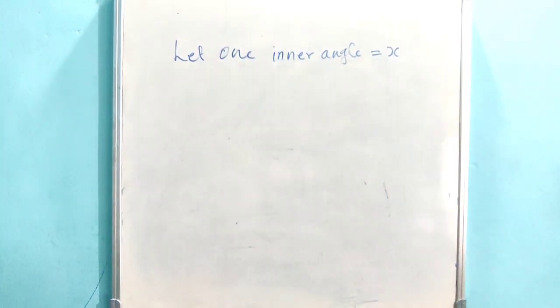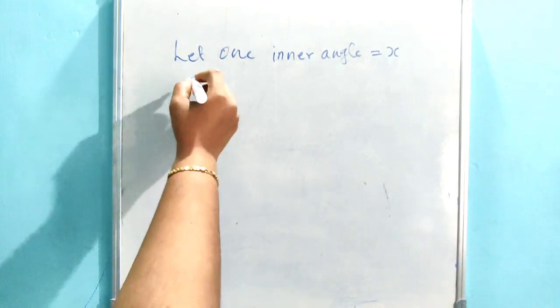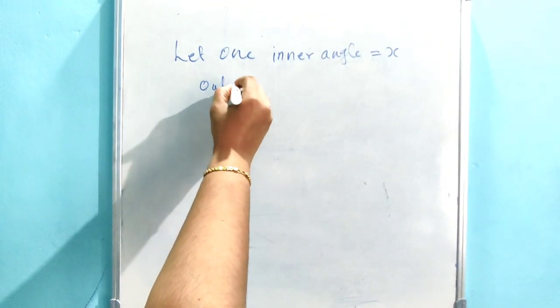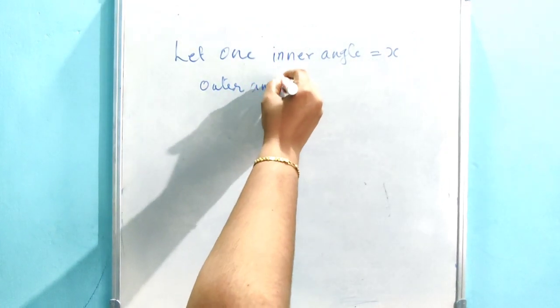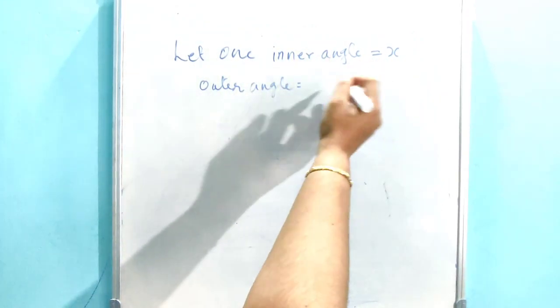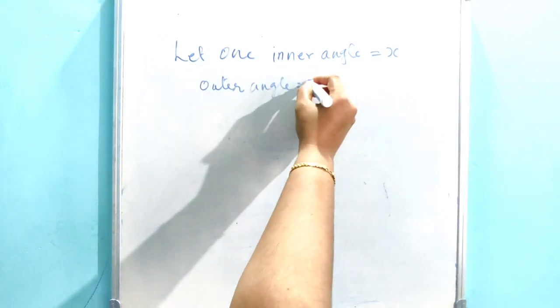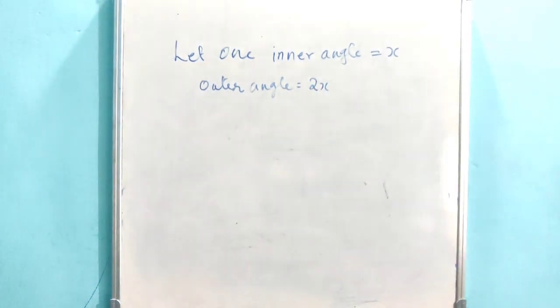Then here we have the outer angle is twice the inner angle. Then what will be its outer angle? Outer angle is equal to 2x.